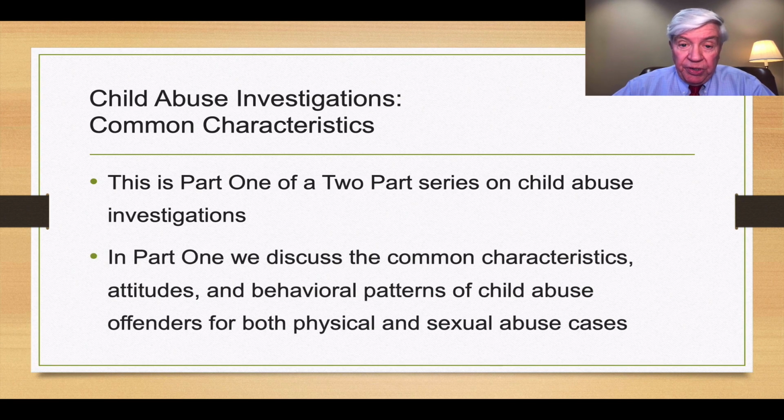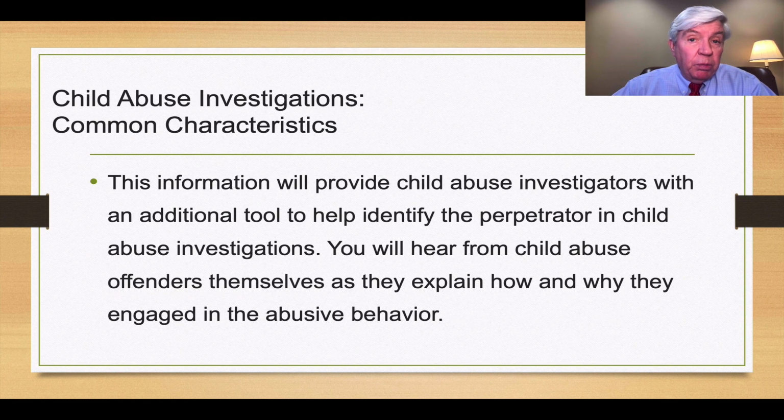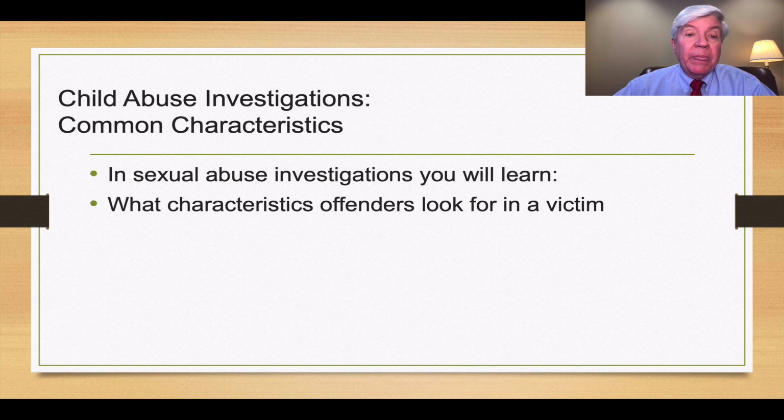In part one, we discussed the common characteristics, attitudes, and behavioral patterns of child abuse offenders for both physical and sexual abuse cases. This information will provide child abuse investigators with an additional tool to help identify the perpetrator in child abuse investigations. You will hear from child abuse offenders themselves as they discuss and explain how and why they engaged in the abusive behavior.